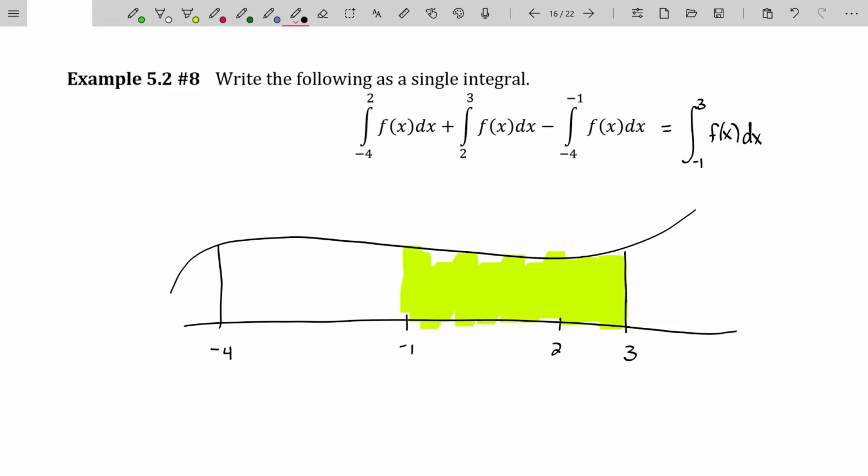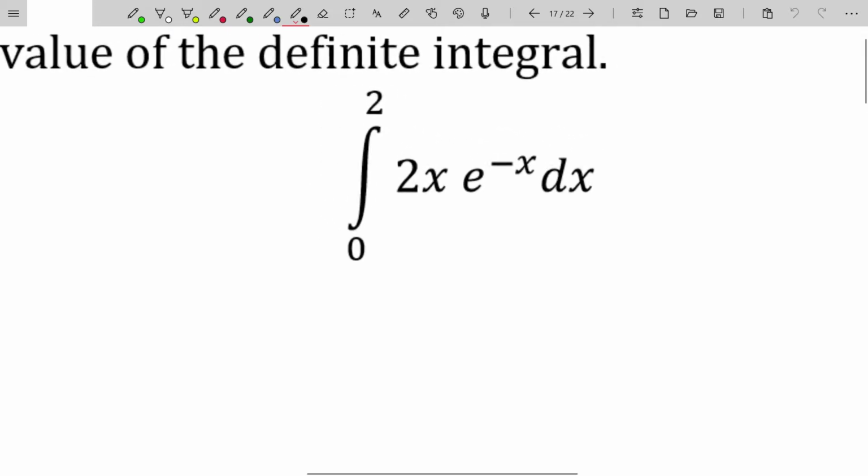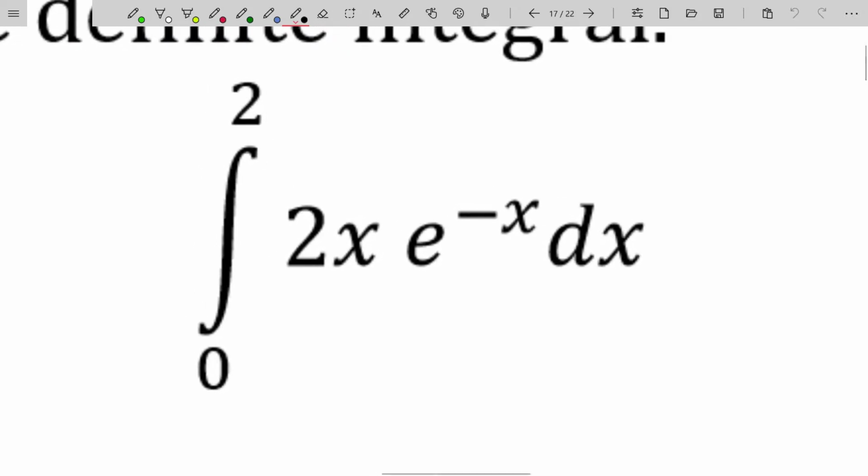All right, let's see what else we have in store. Let's go ahead and estimate the value of this definite integral. So this is one of those cases where when they say estimate the value, you could look at this all day long. If you don't know Calc 2, you're pretty much stuck on this. So what you want to do is find out what the bounds are for the function.